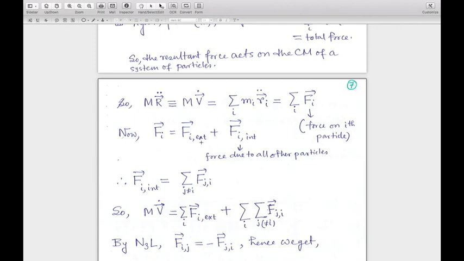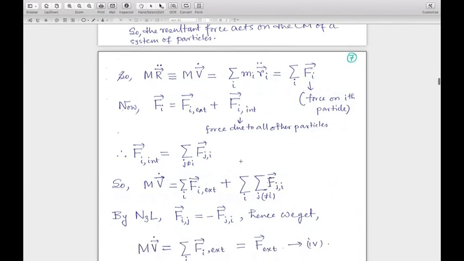Remember, one is the external force, which means some agent exerting the force is totally outside of this system of n particles. Then there is the internal force, which comes from the interaction of the ith particle with all the other particles of this n-particle system. Now this Fi internal can be written as a summation over j not equal to i.